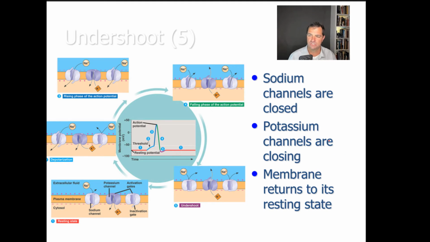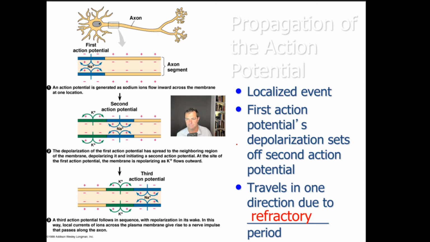And in fact, it goes just a little bit. We call it the undershoot that you see there. The sodium channels are closed, potassium channels start to close, and the membrane goes back to its potential. But there's a little blip, a little undershoot, and then you're back at resting potential. All that again measured in milliseconds.